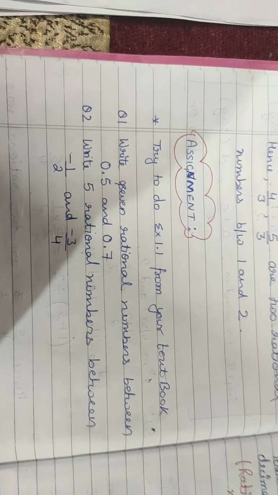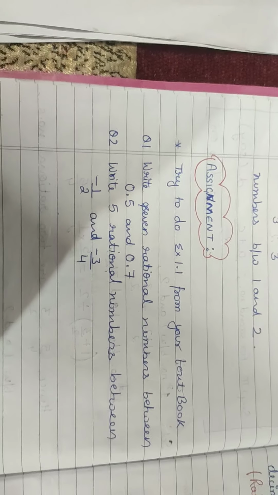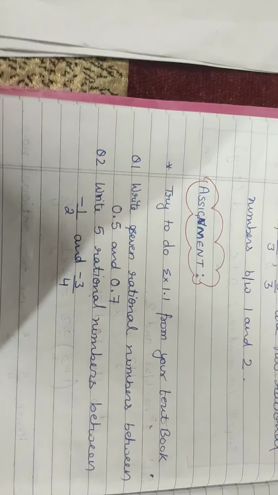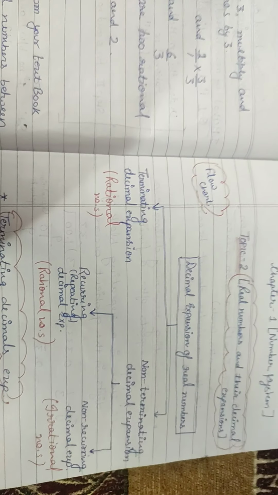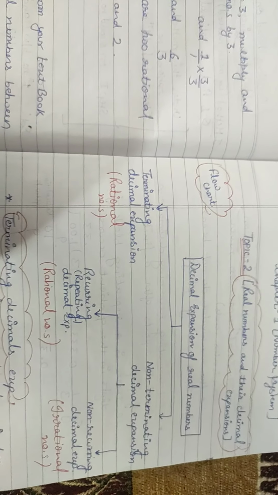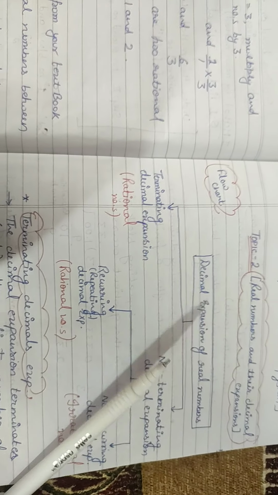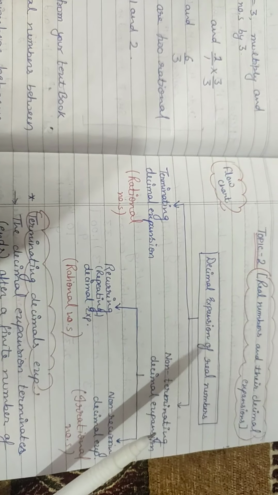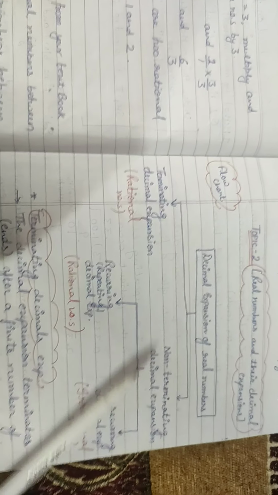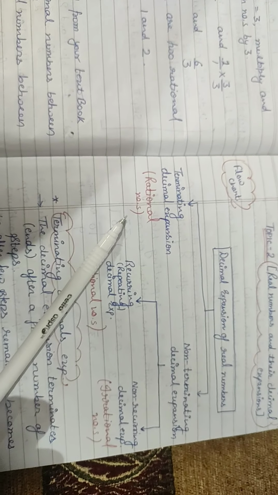Now I'm going to start the next topic, that is real numbers and their decimal expansions. So again we'll see with the flow chart. So look over here. Now you can observe decimal expansion of a real number. There are two types, that is terminating decimal expansion and non-terminating decimal expansion. Terminating, here you can see I have written rational. I'll explain later why it is a rational number.